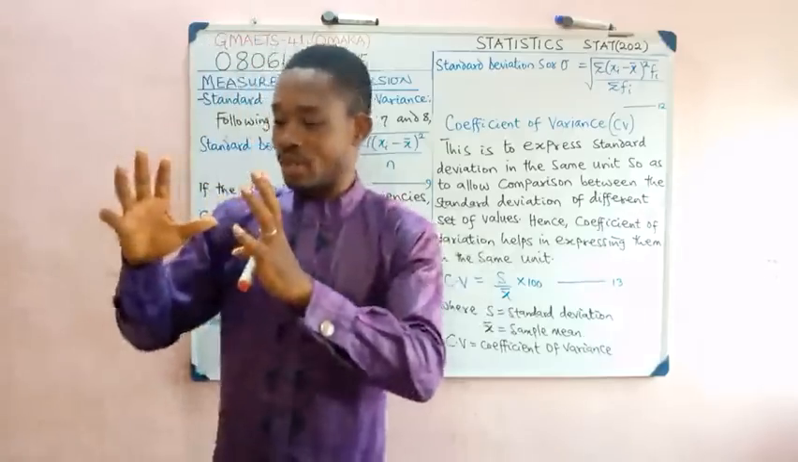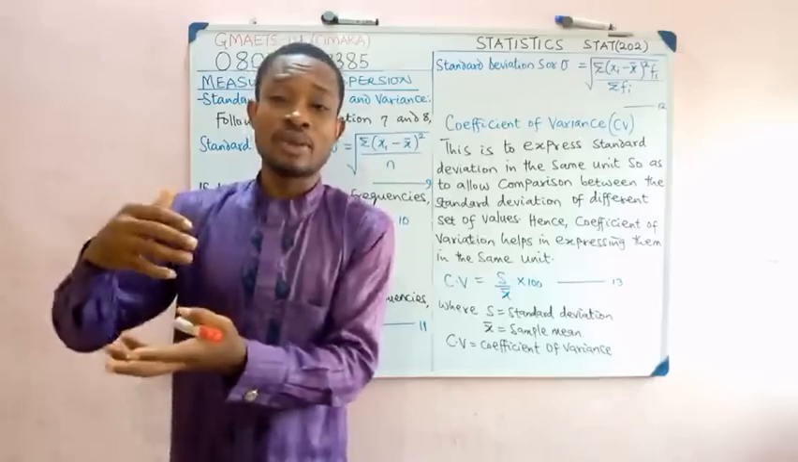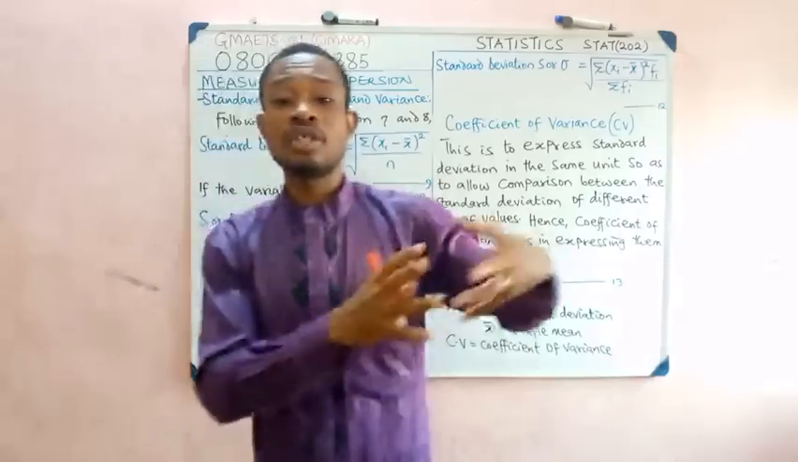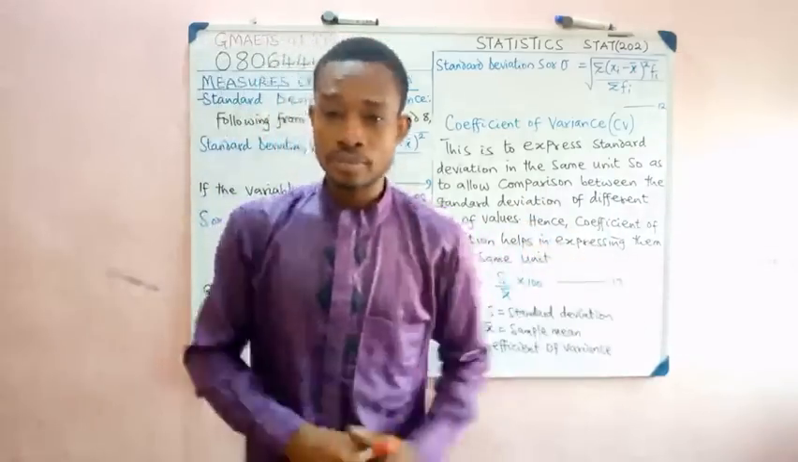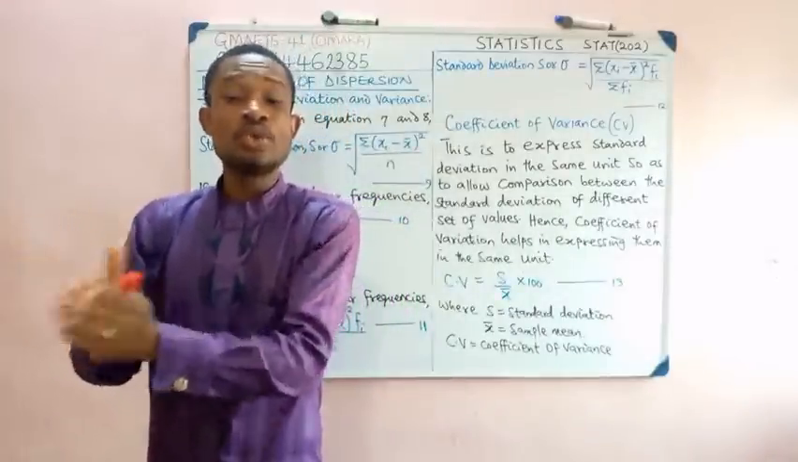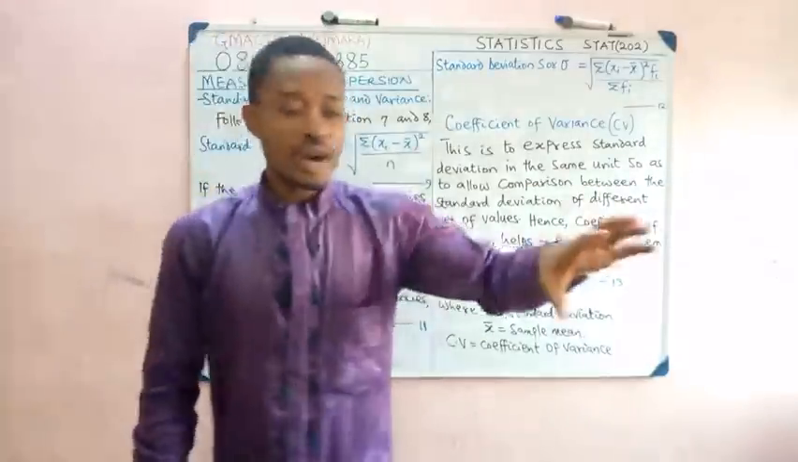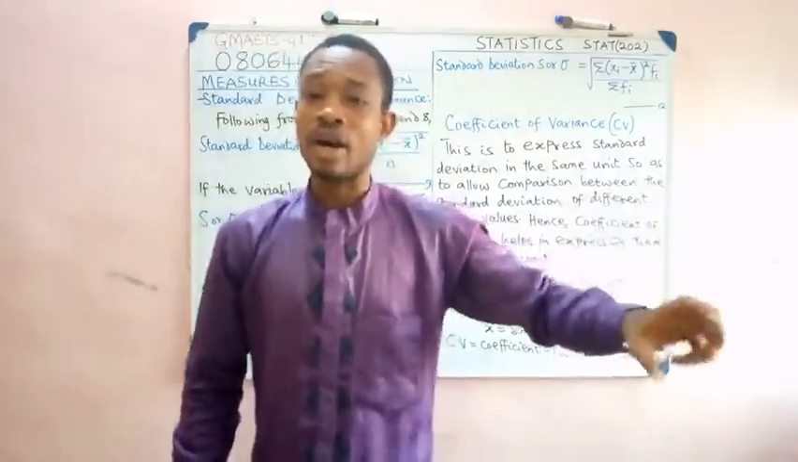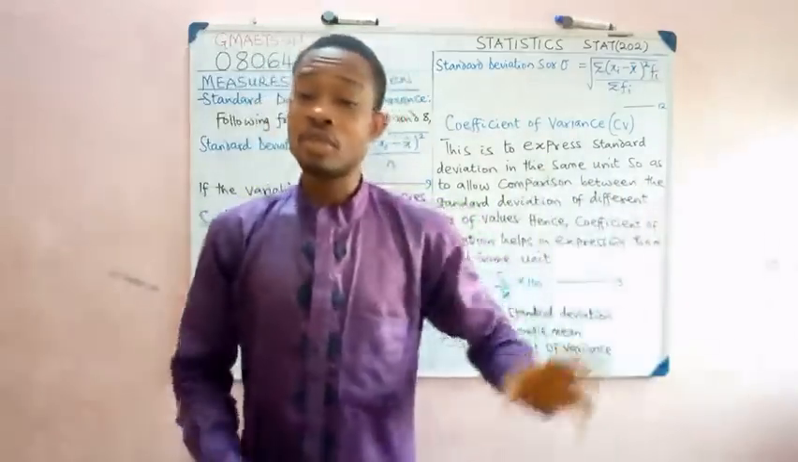So just imagine that in a particular distribution, the unit you are treating is naira, and in another one you are treating something like weight, expressed in kilogram. Imagine you calculate the standard deviation of a distribution whose unit is naira. The standard deviation will be obtained in the unit of naira. And then you have another distribution whose unit is kilogram perhaps. The standard deviation for that distribution is going to be in kilogram.